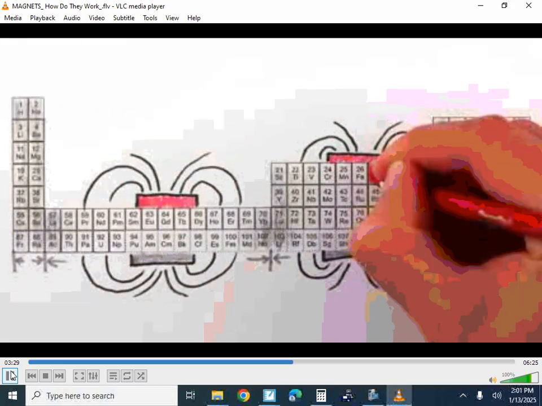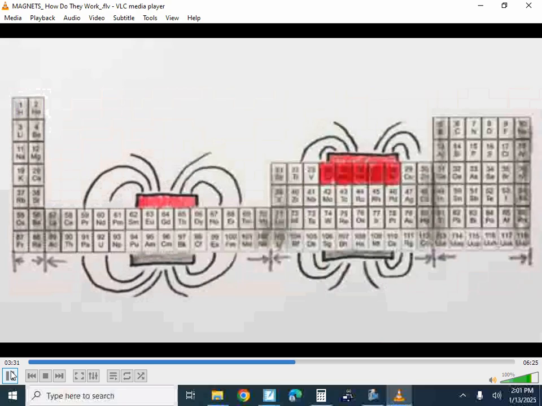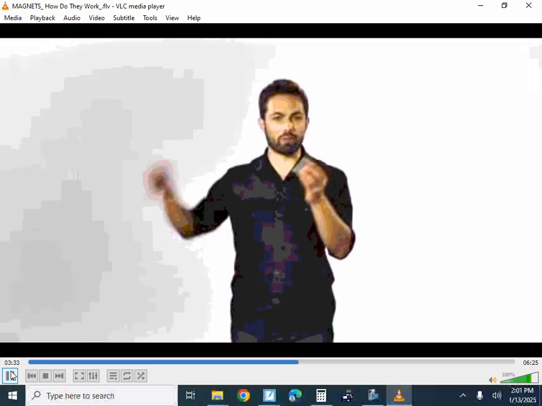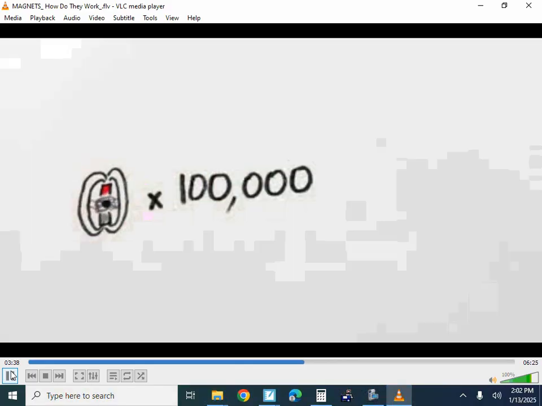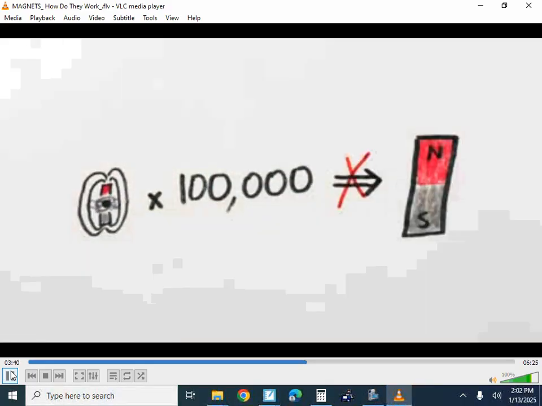For example, nickel, cobalt, iron, manganese, chromium, etc. Wait, but chromium isn't magnetic. But just because an atom is magnetic doesn't mean that a material made up of lots of that atom will be magnetic, which brings us to the level of crystals.